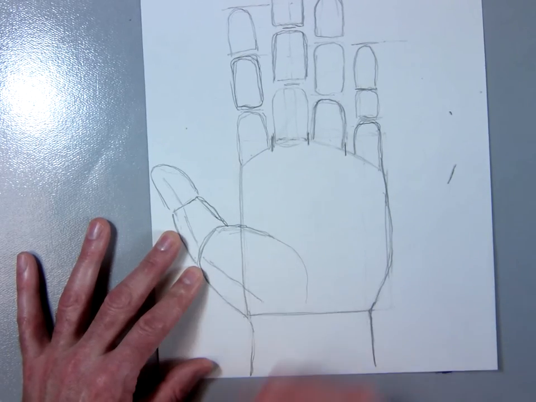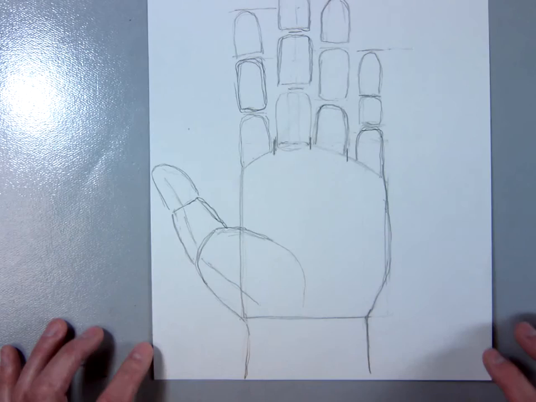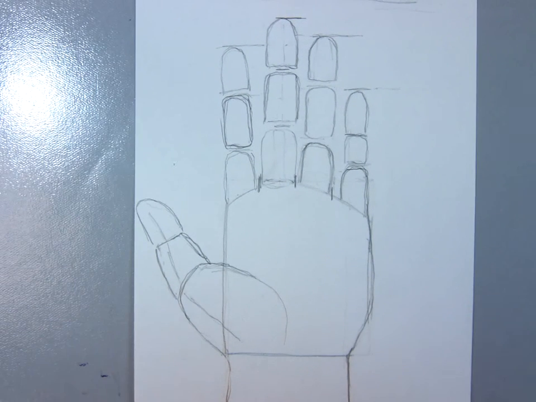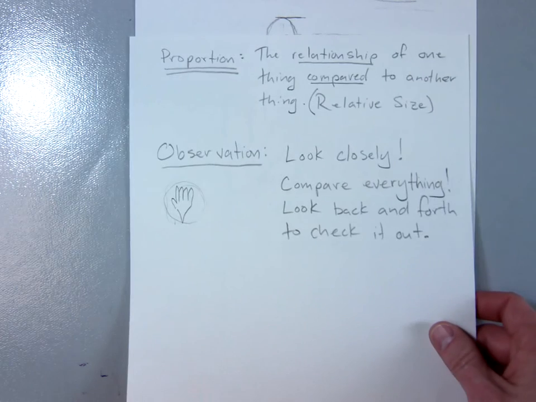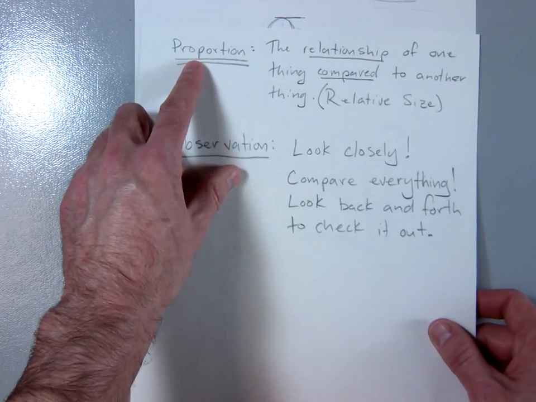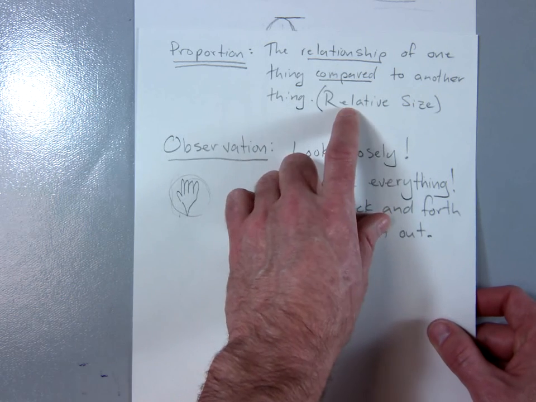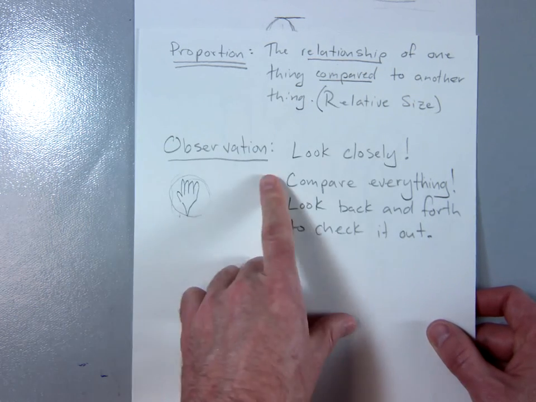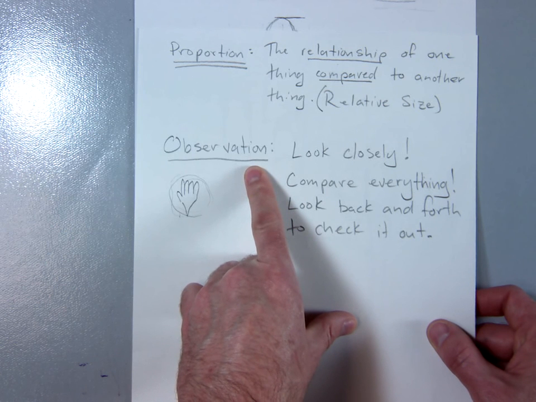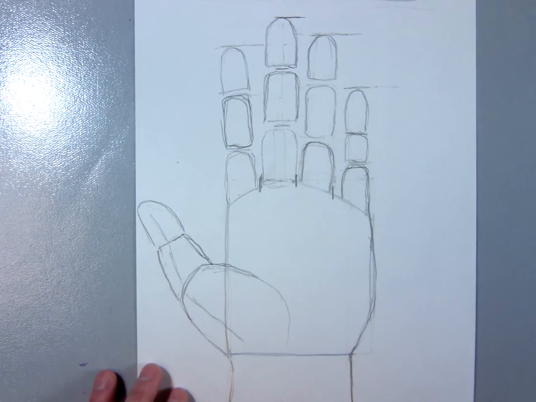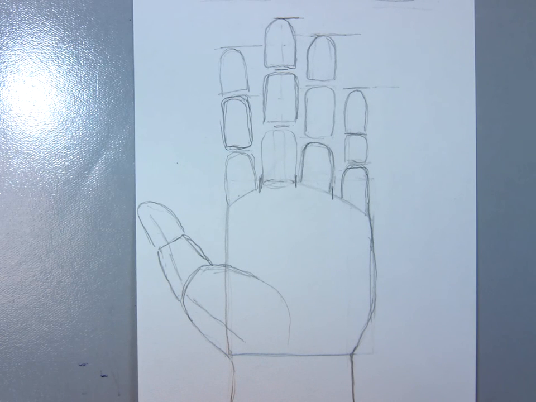Now, this is the finished product of our robot hand. On our robot hand, we were looking very closely at proportion. That's how one piece relates or compares to another and getting the relative sizes correct. And we also tried to do close observation, looking closely, comparing everything, and looking back and forth with our drawing. That's the final drawing for our session of the robot hand proportion drawing.